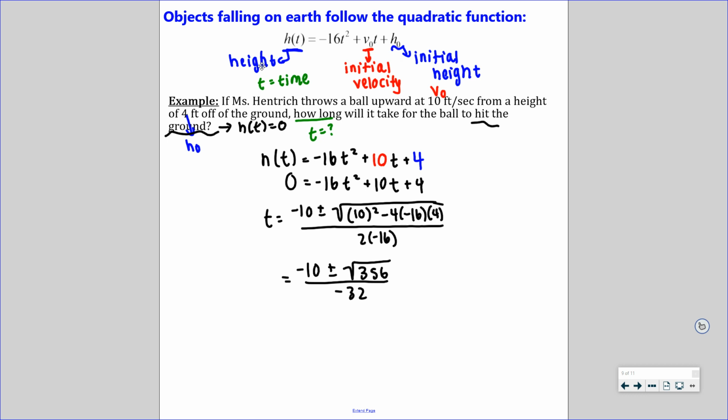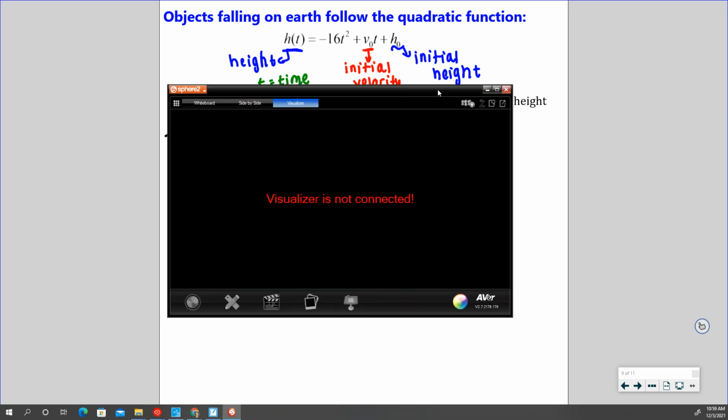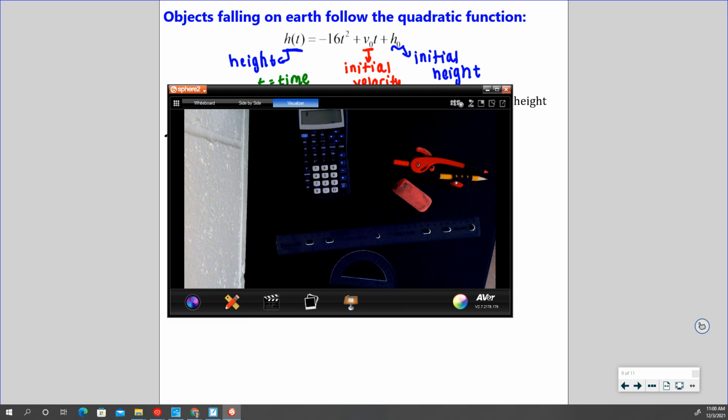Now, normally, we like exact answers, so we want to try to simplify that radical, except with word problems. Because if I asked you, all right, did you figure out how many seconds will it take before that ball hits the ground? You're like, oh, negative 10 plus or minus the square root of 356 all over negative 32 seconds. I'd be like, what? How long? Can you approximate that for me? Okay, so this is how we would type that in our calculator. You don't even have to worry about simplifying the radical when we're doing word problems.